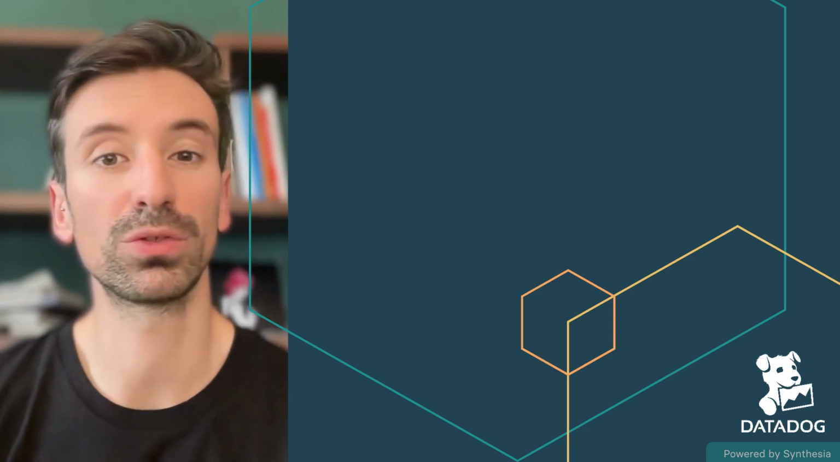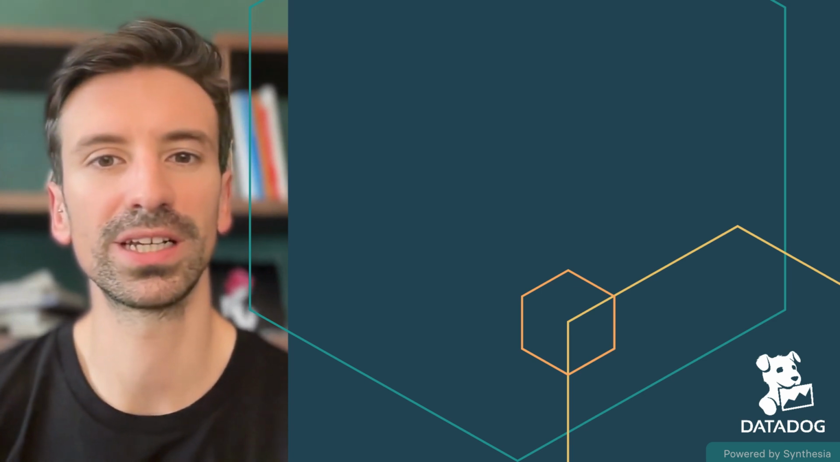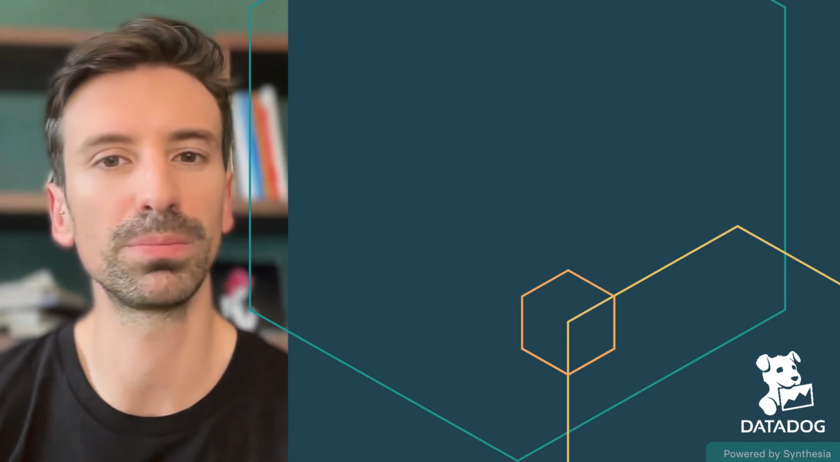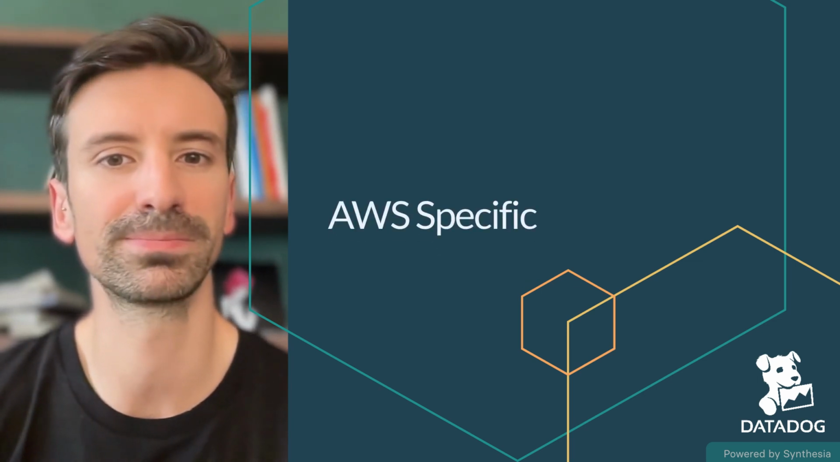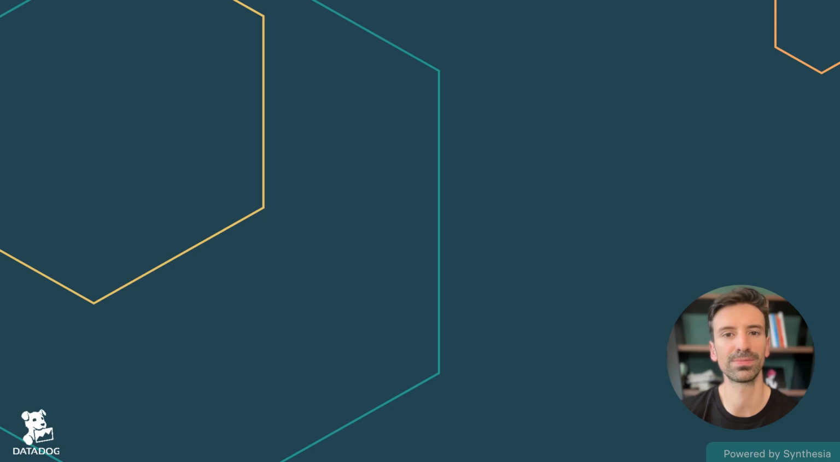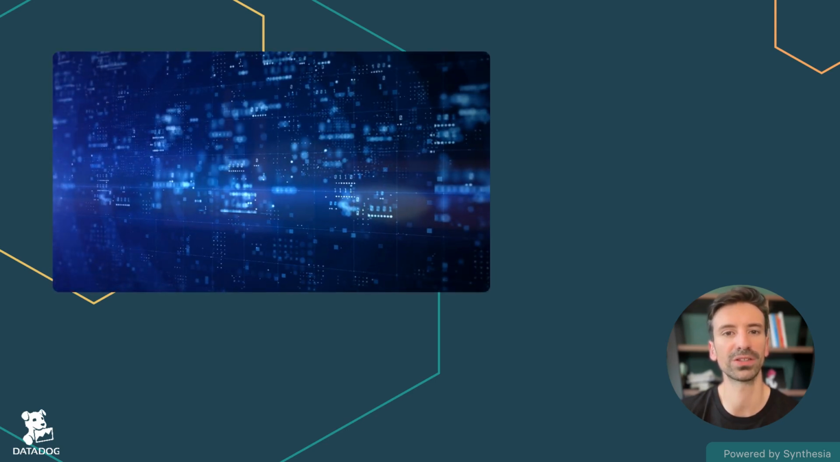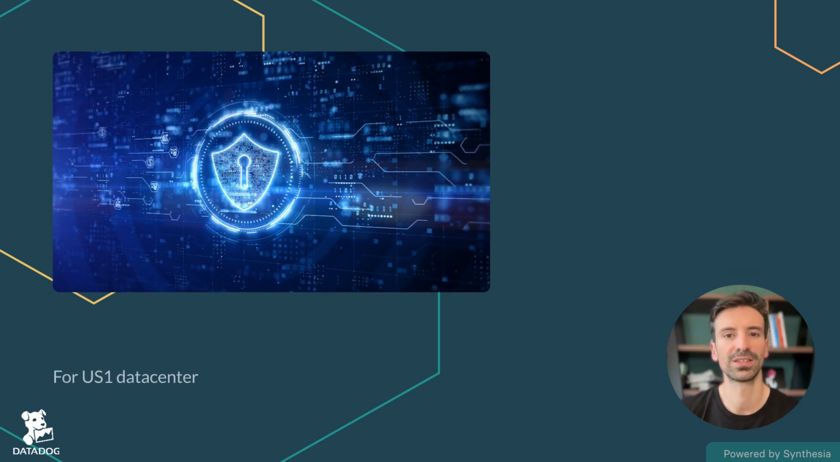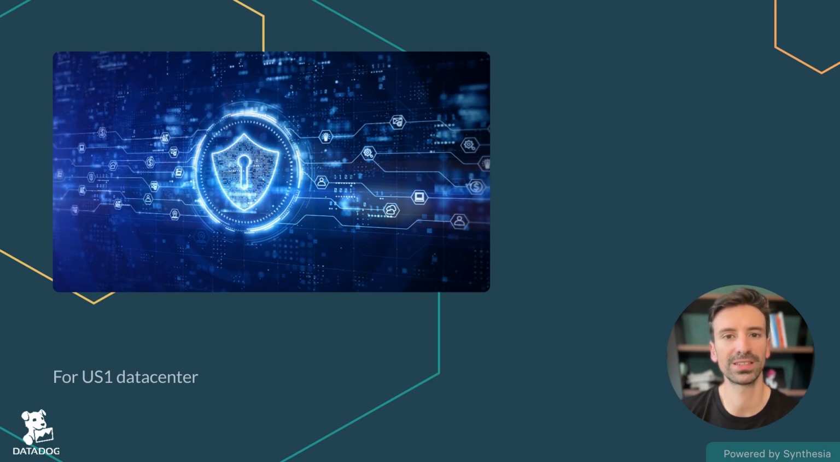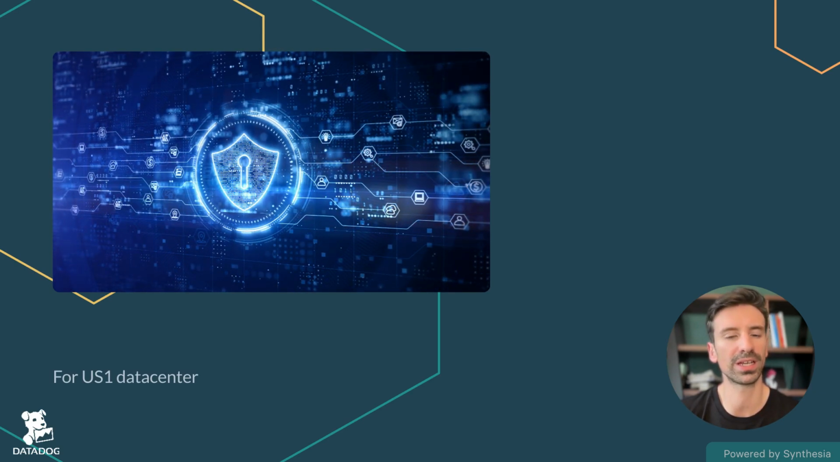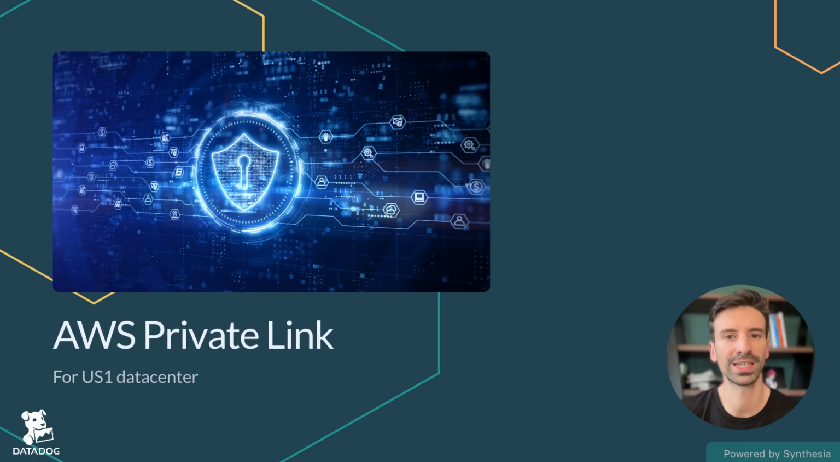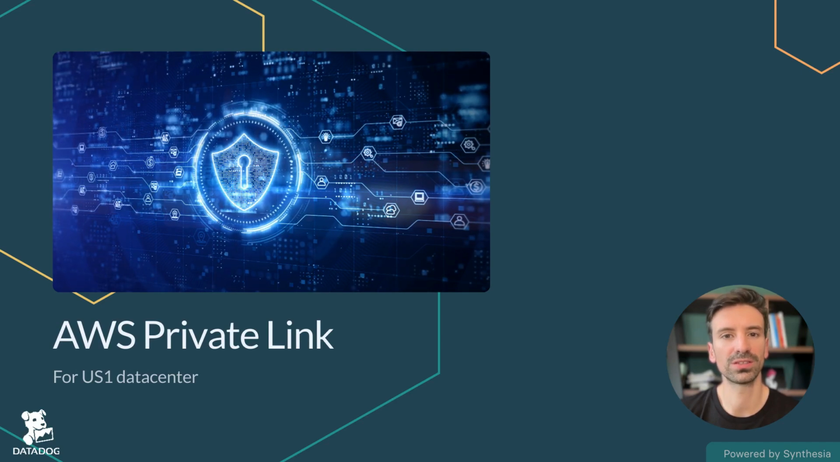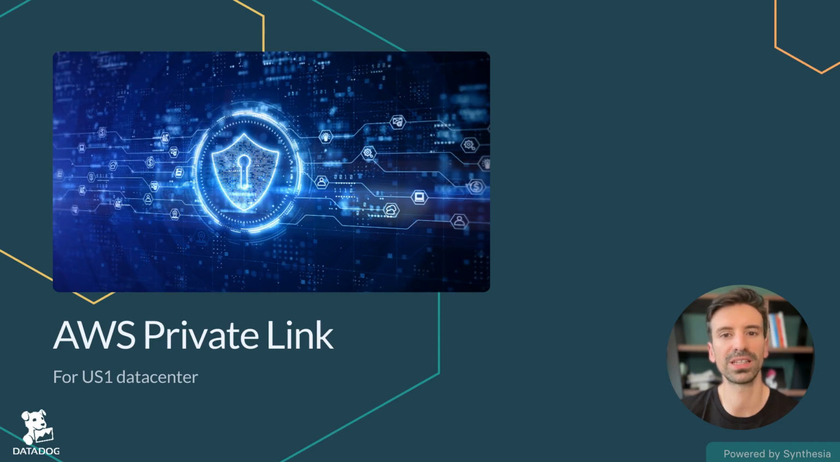Now that we've seen the general principles for those cloud providers, let's dive into the specificities of some of them. Let's start with AWS. If you are on AWS and using Datadog US1 data center, meaning your Datadog URL is app.datadoghq.com, then you may benefit from AWS PrivateLink. This keeps data off the public internet and reduces AWS egress costs, saving you money. It is particularly relevant when you scale, where savings can be significant, but would be worth implementing in all cases.